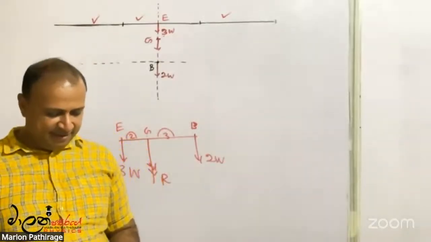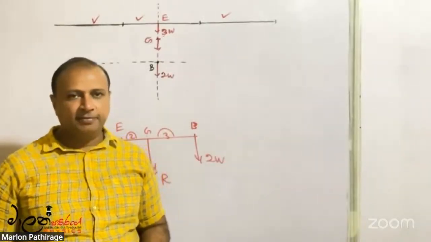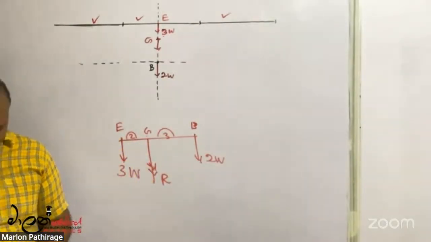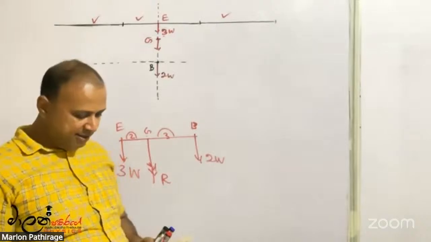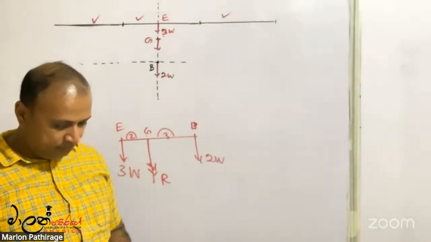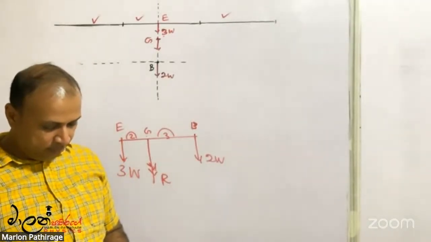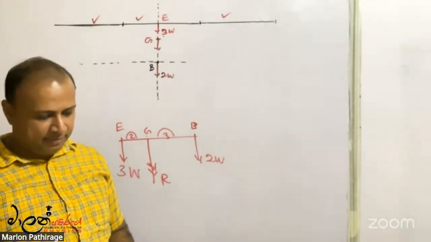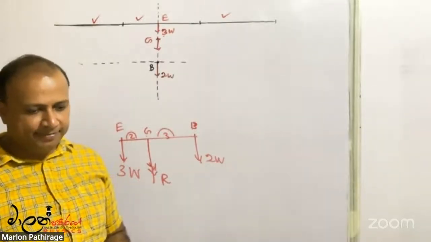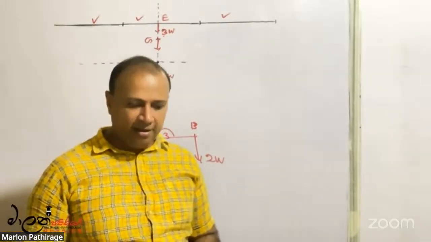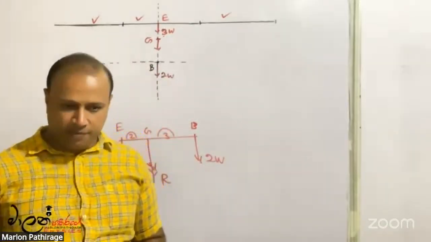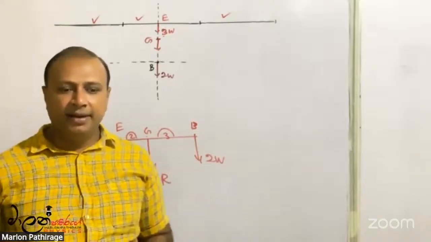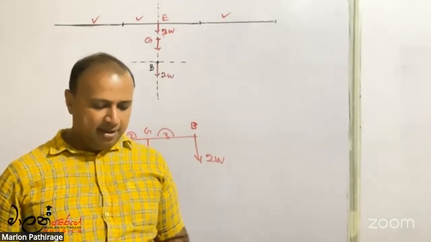Right. Then the question number 10. What is the answer for question number 10? Yes, that is the fourth one, D. Question number 10 answer is D. We did this question as an example. Okay.